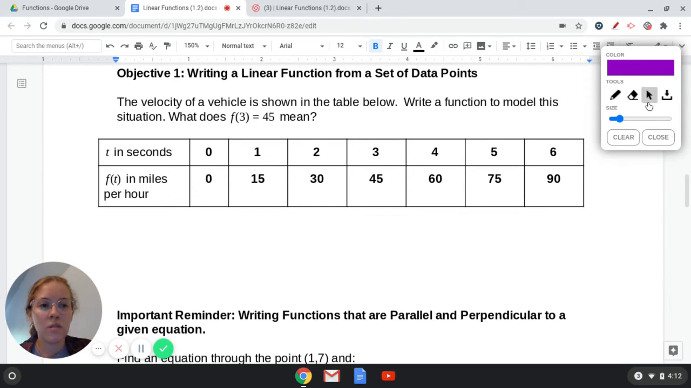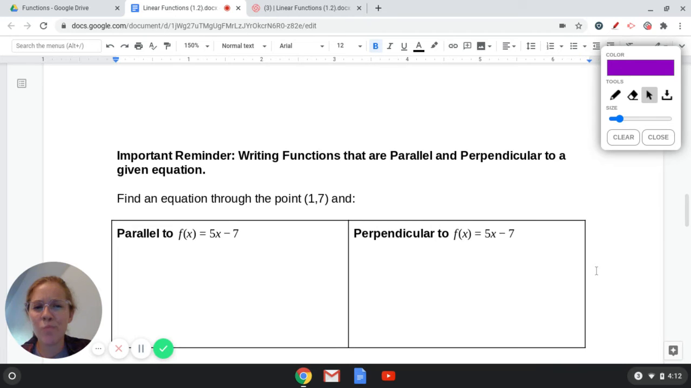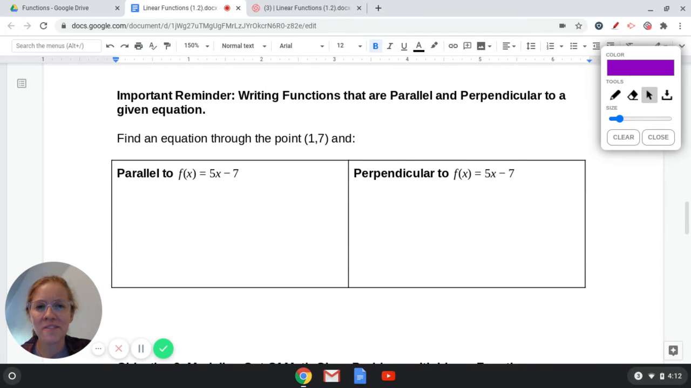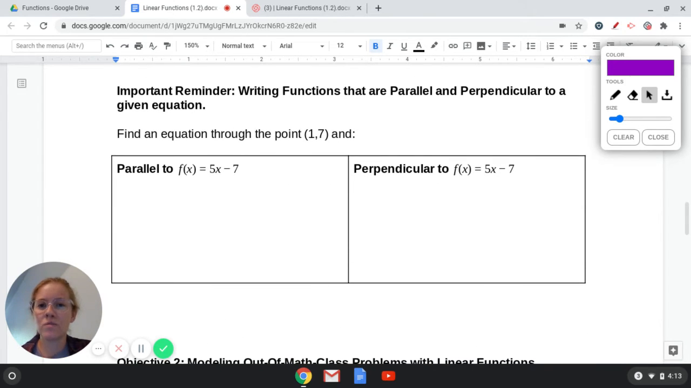So let's scroll down, and this is just a reminder, something you've definitely learned before, but something that we will use in calculus. So I thought it'd be important to throw this in here while we're talking about linearity and slope, just so we're on the same page. So let's write an equation through this point that's parallel to this line, and that's perpendicular to this line.